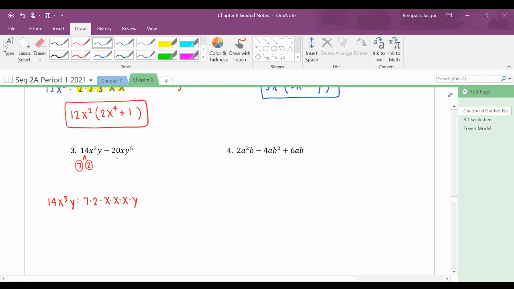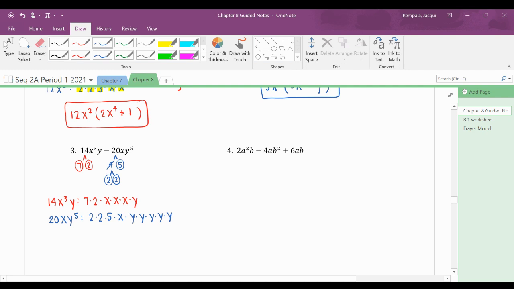Moving over to the 20, I can break that down in multiple ways. One of them is 4 times 5. 5 is a prime number, so that gets circled. 4, we break that up into 2 times 2. I can ignore the 4. Notice how there are 3 circled numbers. So when I'm thinking about 20x y to the fifth, I want 2 2's, a 5. We want 1 x. Y to the fifth means I want 5 y's.